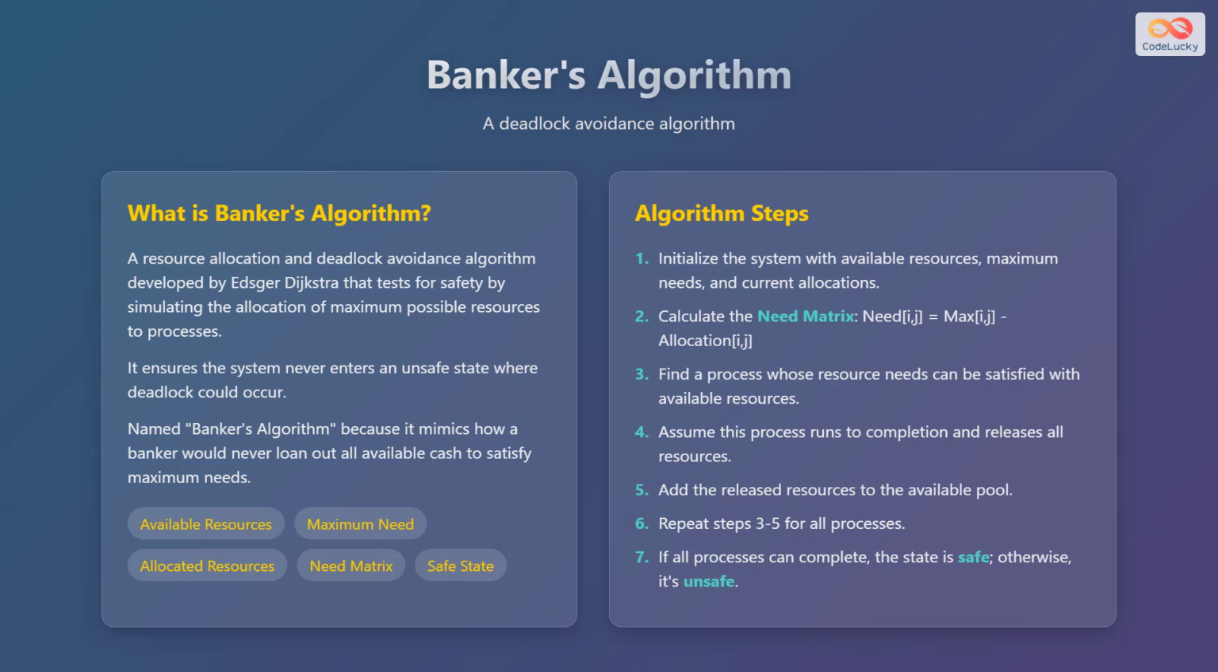Number 5. Add the released resources to the available pool. Number 6. Repeat steps 3 to 5 for all processes. Number 7. If all processes can complete, the state is safe. Otherwise, it's unsafe.